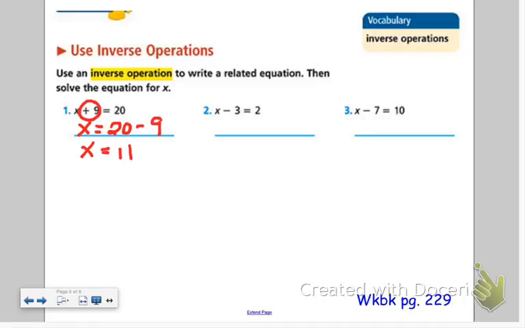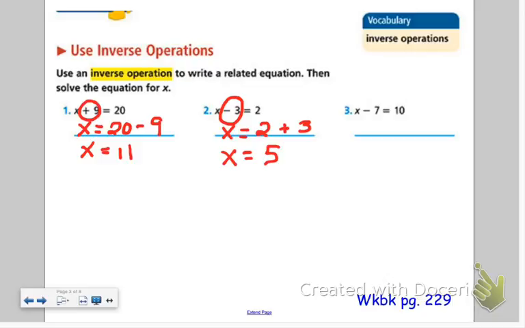Number 2, that one is a subtraction equation. If I want to get x all by itself, I'm going to have to do the inverse operation with the subtracting 3. The inverse of subtracting 3 would be to add 3. So x is going to be isolated on the left. X is equal to 2 plus 3. I'm going to add 3 to the right side, and that means x would be equal to 5.